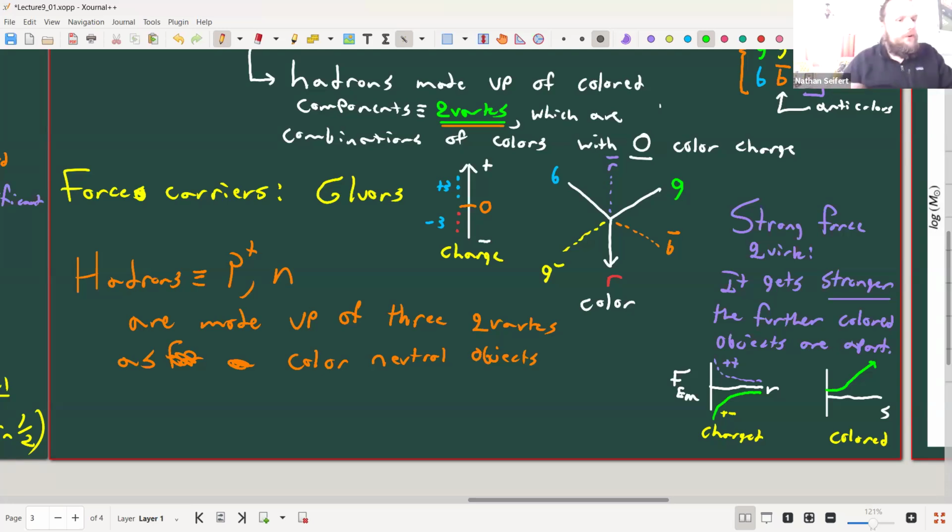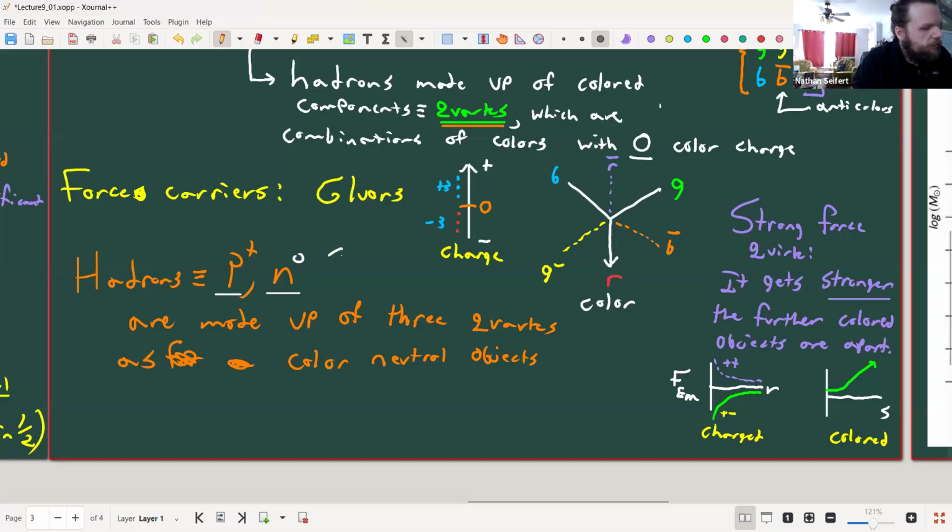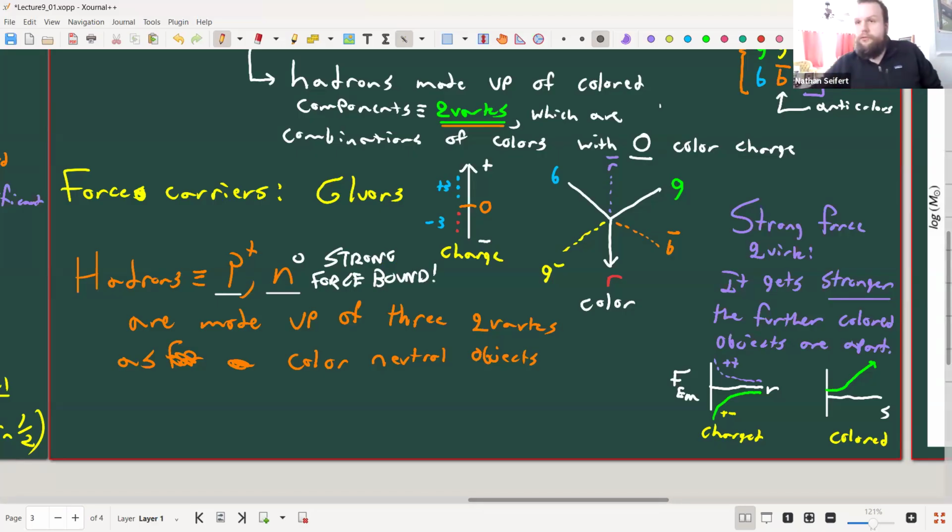So this keeps our nuclei together, and that's the important thing. Because protons and neutrons are neutral particles, they have no electromagnetic interaction between them. So how do you keep them together in a nucleus? You keep them together with the strong force. So these are strong force bound. Strong force keeps the nuclei together.